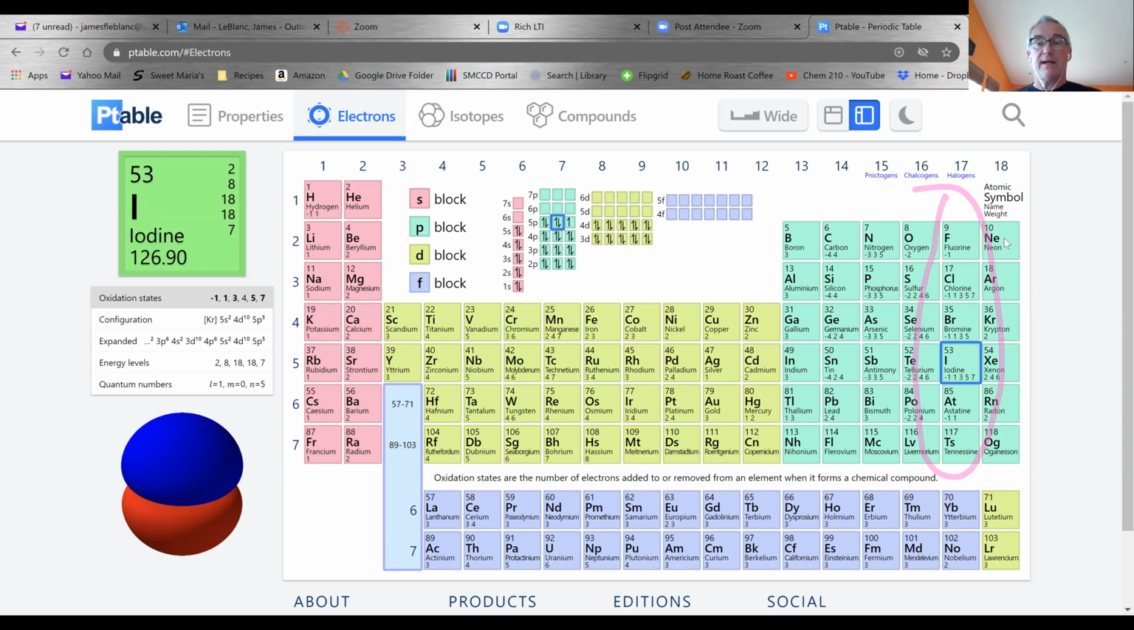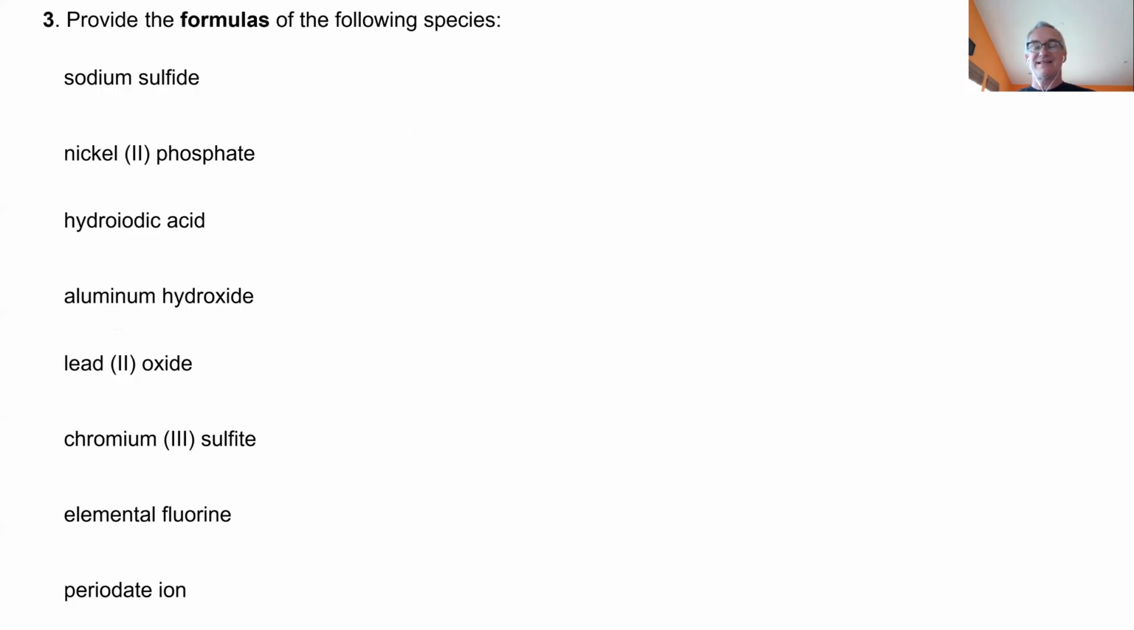Now, if we go back, we'll see that this is elemental fluorine. So it's not an ion, so it doesn't have a charge. F2. But yes, man, again, you should be teaching this class. So it can't be F-.